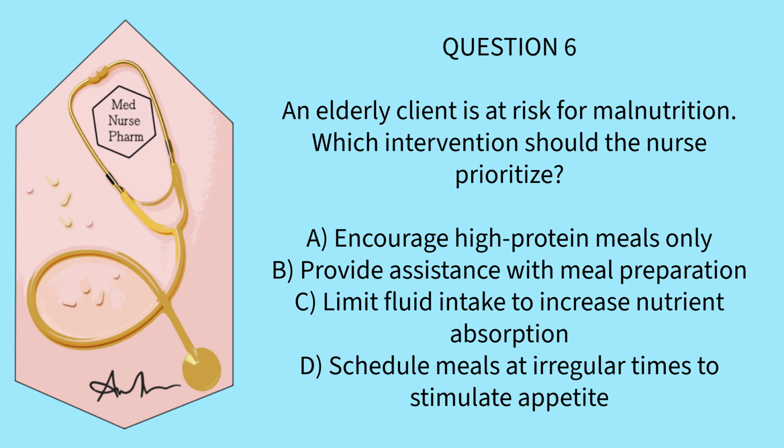Question 6. An elderly client is at risk for malnutrition. Which intervention should the nurse prioritize? Encourage high protein meals only. Provide assistance with meal preparation. Limit fluid intake to increase nutrient absorption. Schedule meals at irregular times to stimulate appetite. Pause the video and select your answer.